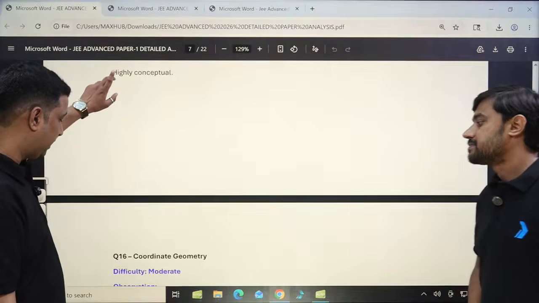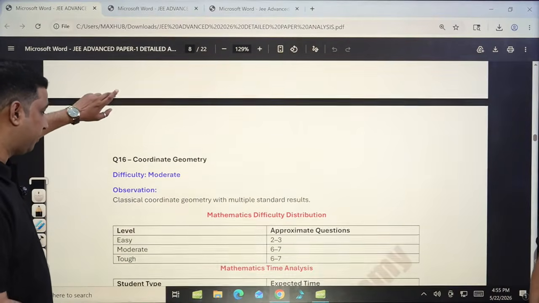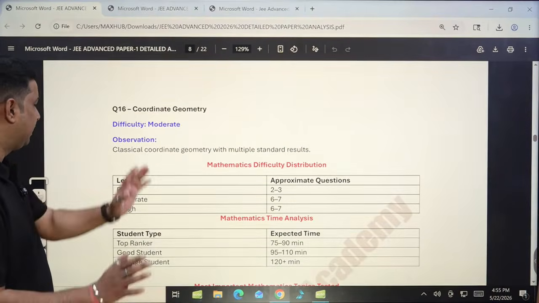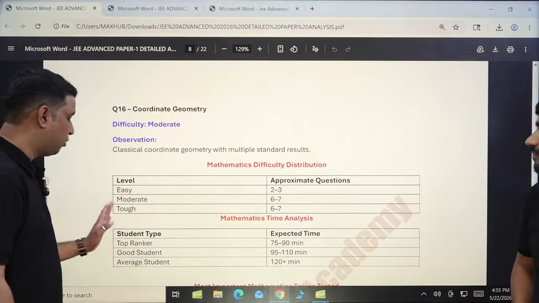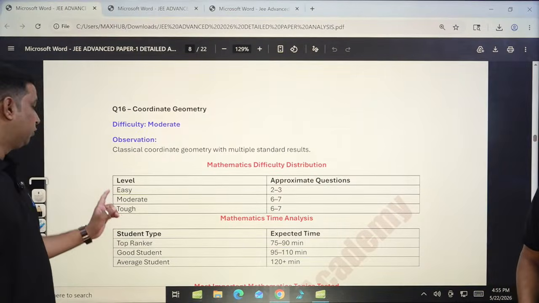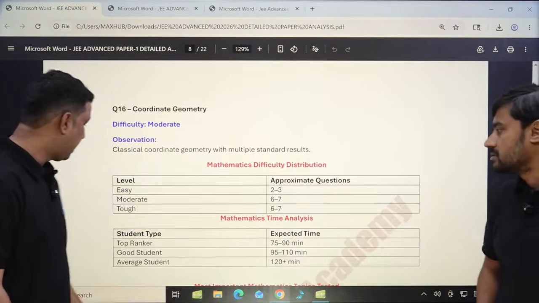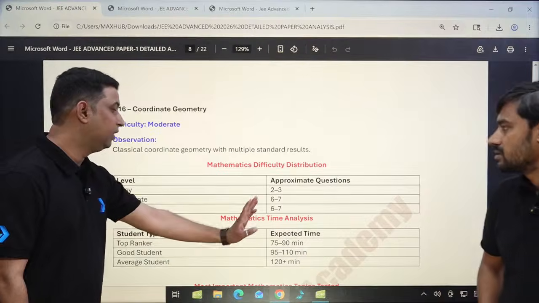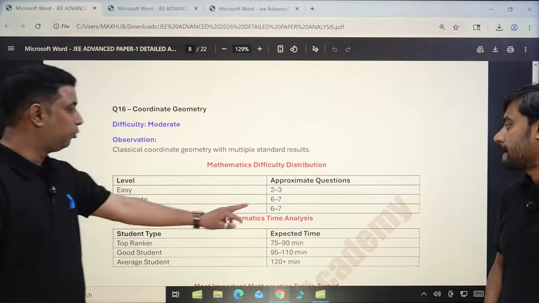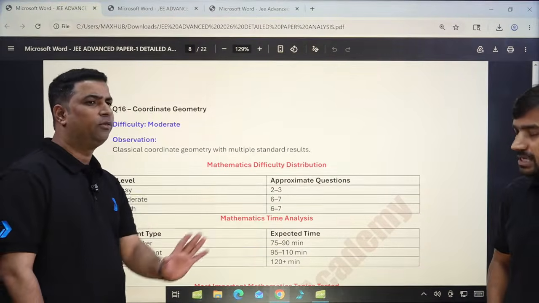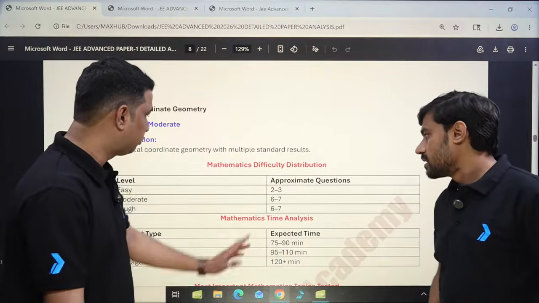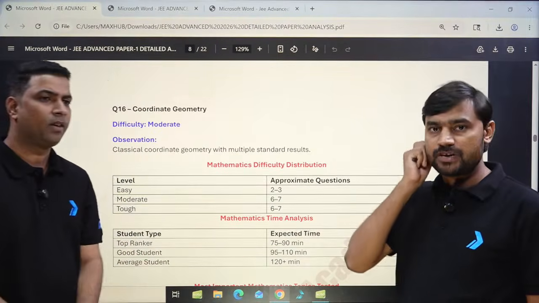So here we are discussing chapter wise what the difficulty was, and let me tell you what was easy, what was moderate, and what was tough. Easy 2 to 3, moderate 6 to 7, and tough 6 to 7. You can solve up to 3 plus 7, so 10 questions were doable, we can say. But 6 questions were also difficult, right?